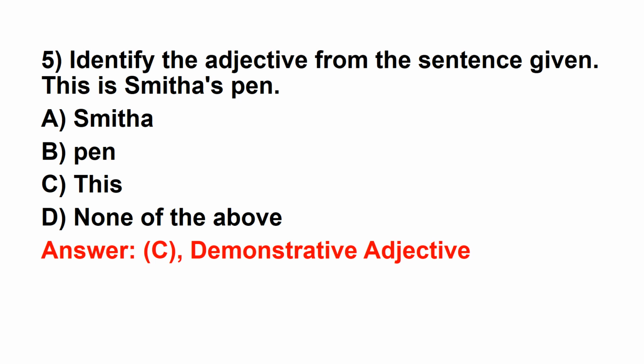Next question, identify the adjective from the sentence given. This is Smita's pen. So it is a demonstrative adjective. Here you are talking about Smita's pen by using this.